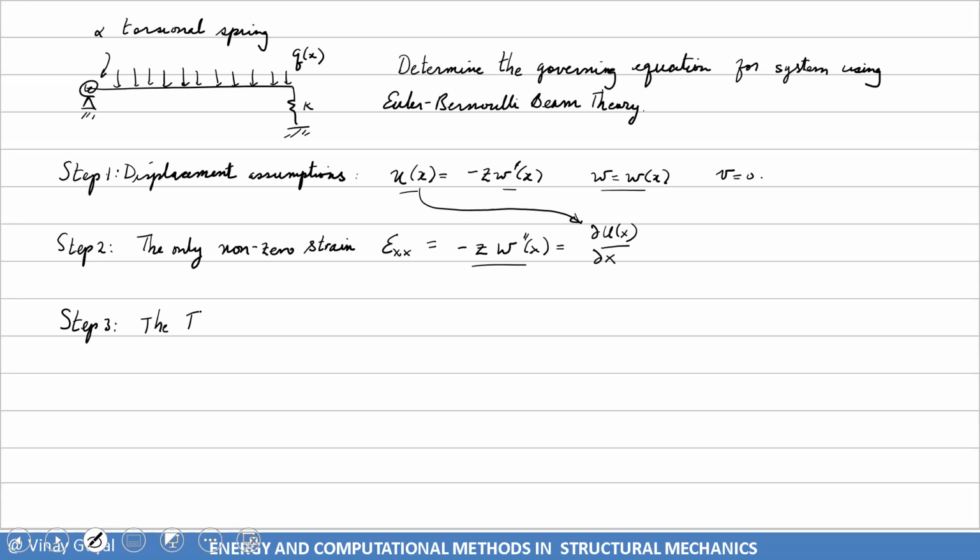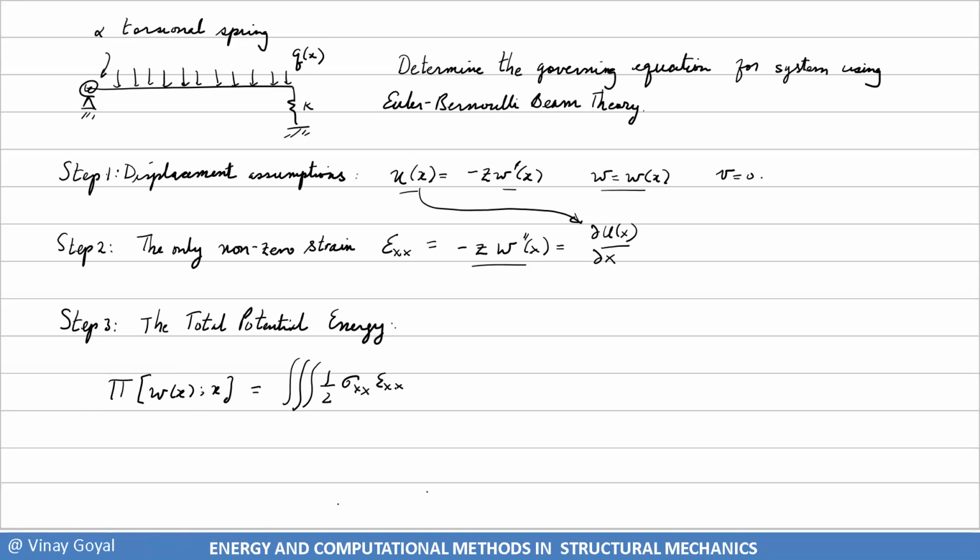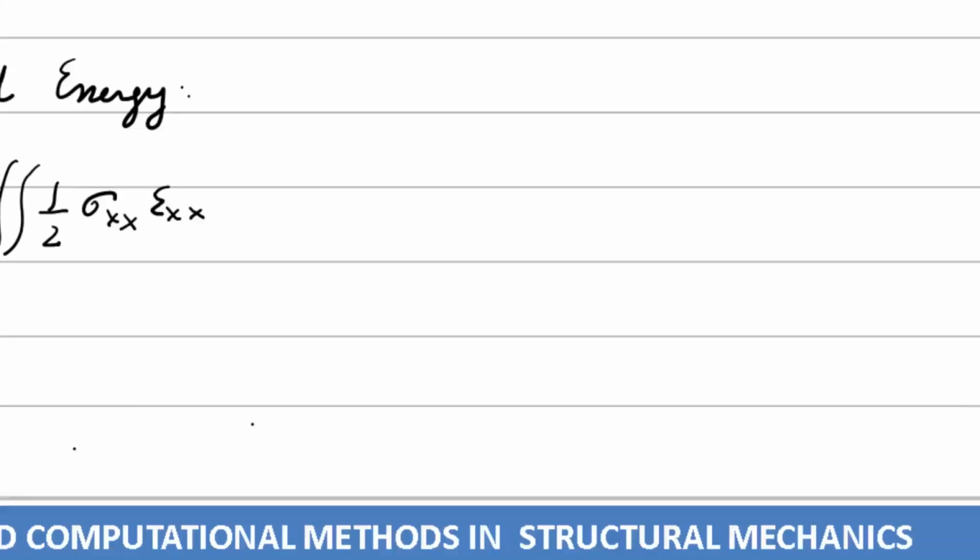And then now I have to form the total potential energy, which is really pi equals, and here the only variable of interest is w of x. So that's a triple integral of 1/2 sigma xx epsilon xx, because the other strains are 0, the rest of the terms do not show up.